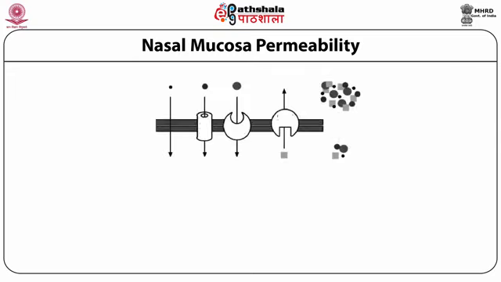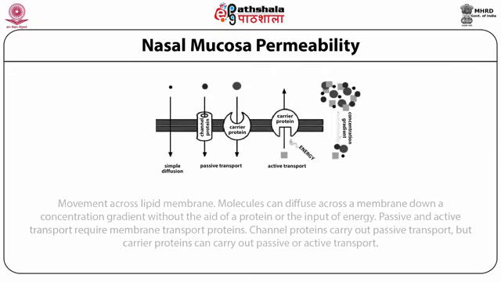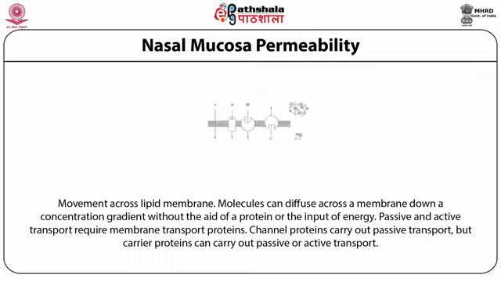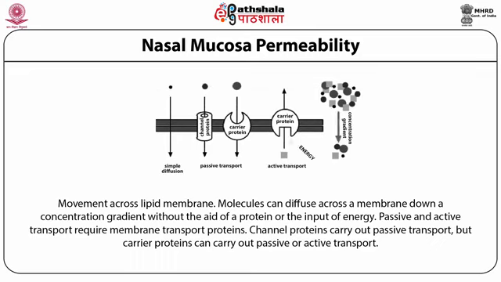The figure in front of you describes the movement of drugs across the lipid membrane. The molecules can diffuse across a membrane down a concentration gradient without the aid of a protein or input of energy. Passive and active transport require membrane transport proteins. Channel proteins carry out passive transport, whereas carrier proteins can carry out passive or active transport.